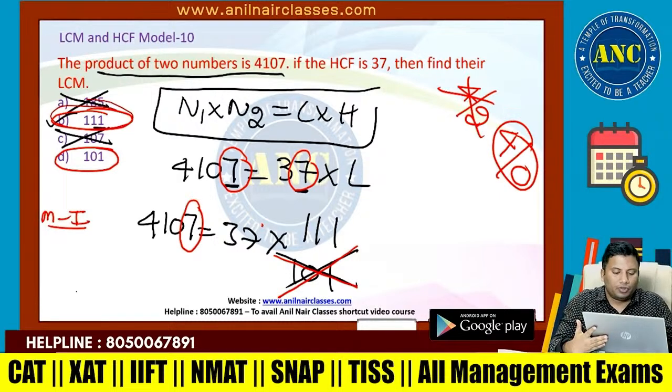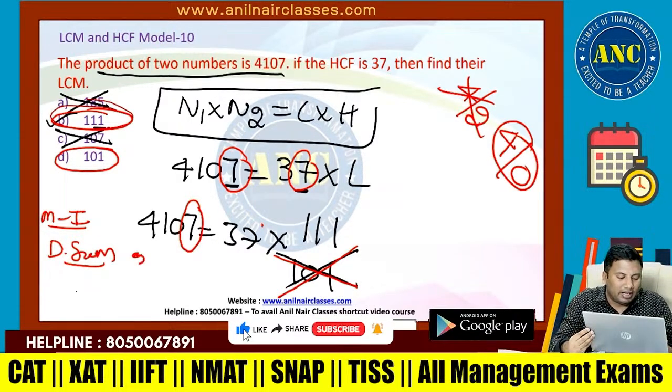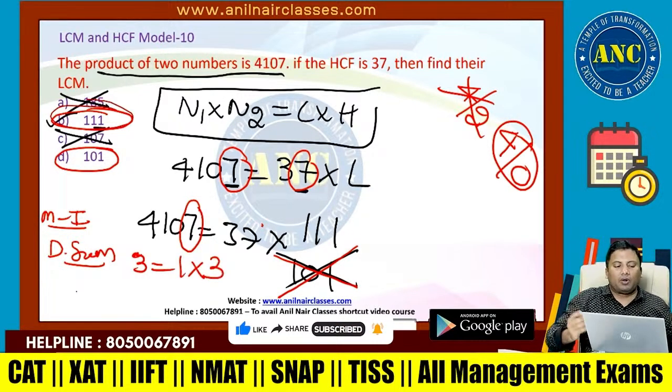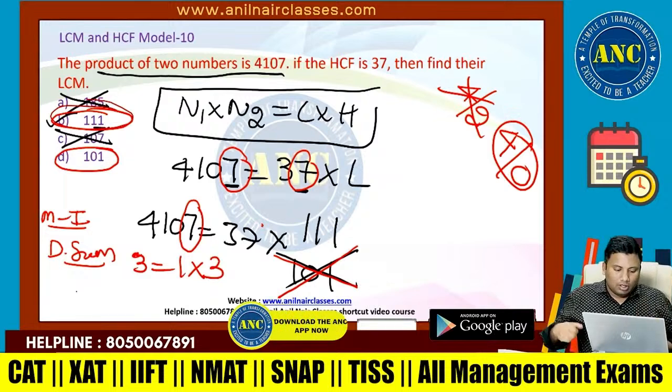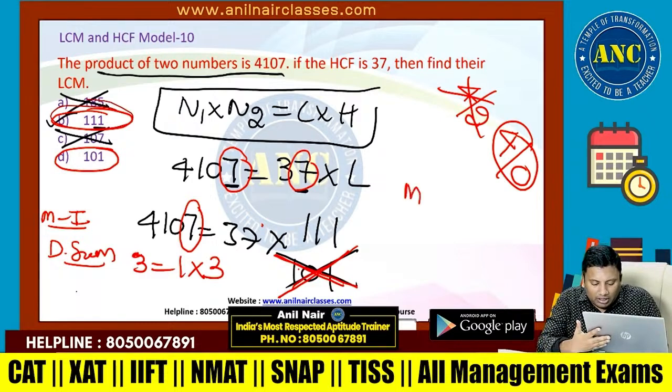Method 1, digital sum. 4107. What is the digital sum? 4 plus 1 is 5, 5 plus 7 is 12, which gives 3. 111 has digital sum 3. 3 is equivalent to 3. So it cannot be 101. The digital sum will not match.